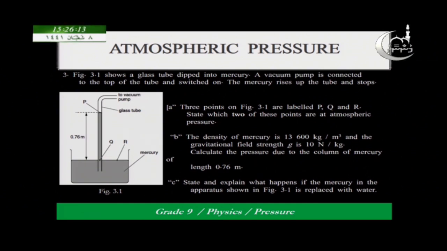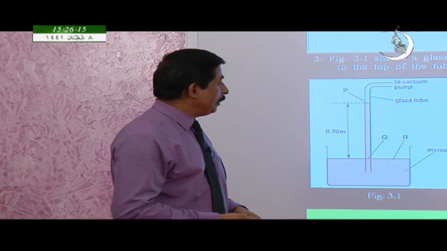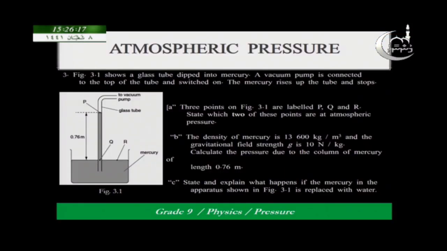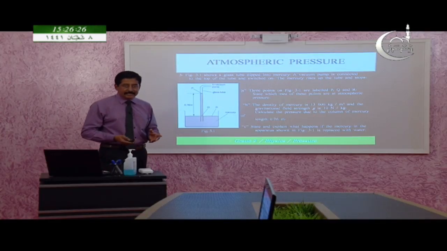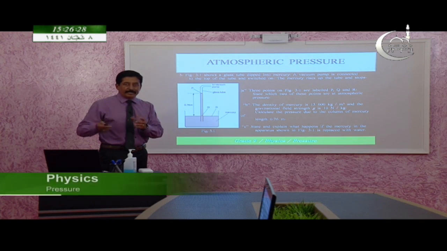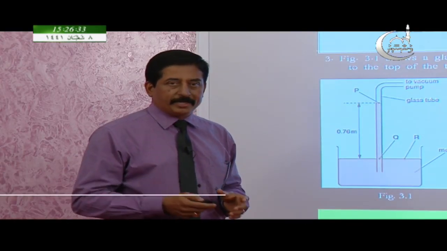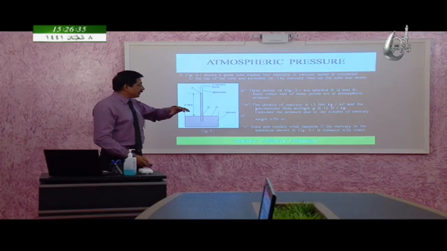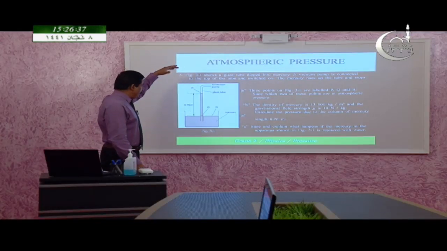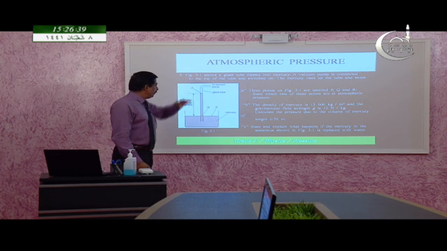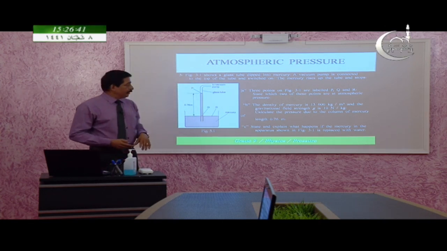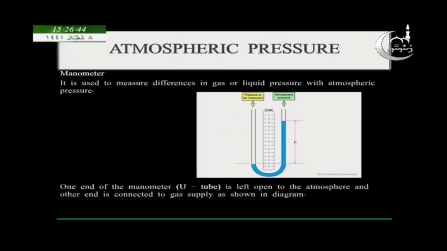Now the last question. State and explain what happens if the mercury in the apparatus shown in figure 3.1 is replaced with water. If you change the mercury into water, what will happen? You know water is less dense than mercury. The density of water is very low. Its density is 1000 kilogram per meter cube. So if you use water as a barometric liquid, the height rises to nearly 10 meter. So it will rise and even go into the vacuum pump. That's all about this topic, that is barometer.